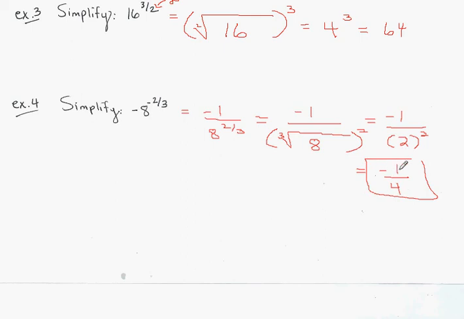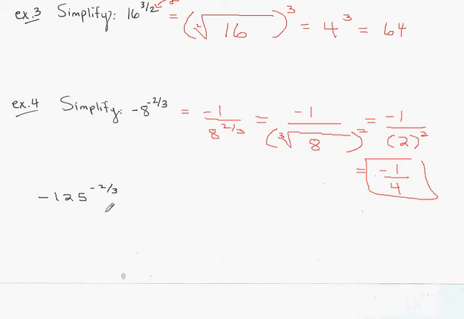Let me give you guys one of these to try from your practice problem, and then I'll let you go. Okay, try this one. This is practice problem E. So you have -125 to the -2/3 power. So pause the video, give this a try, and then turn it back on.